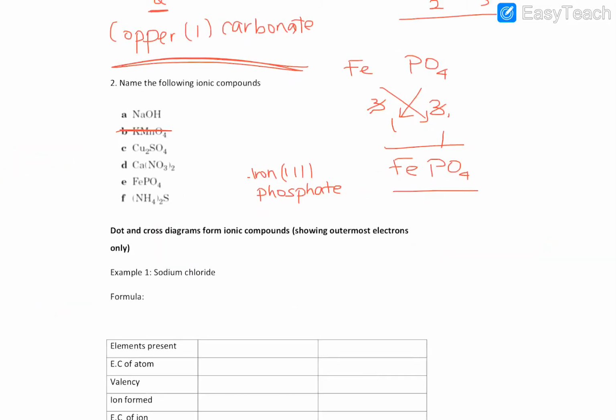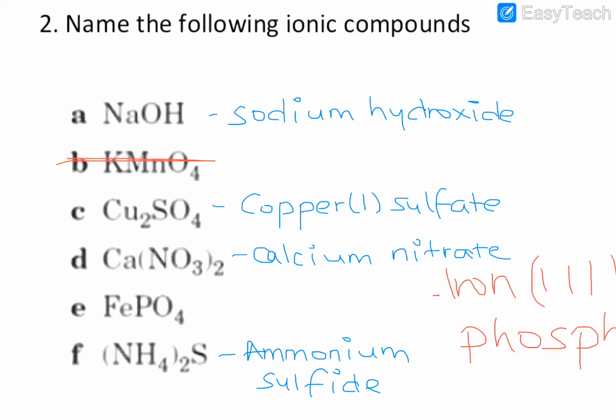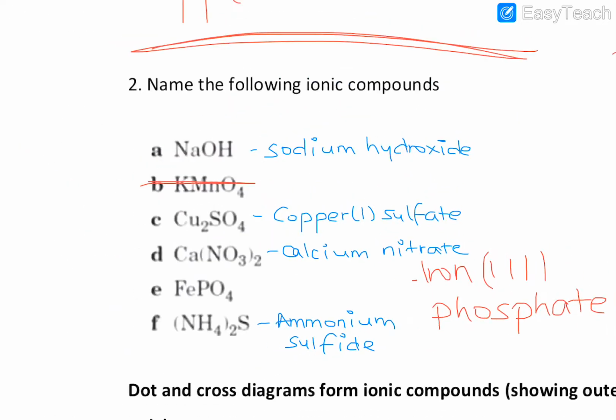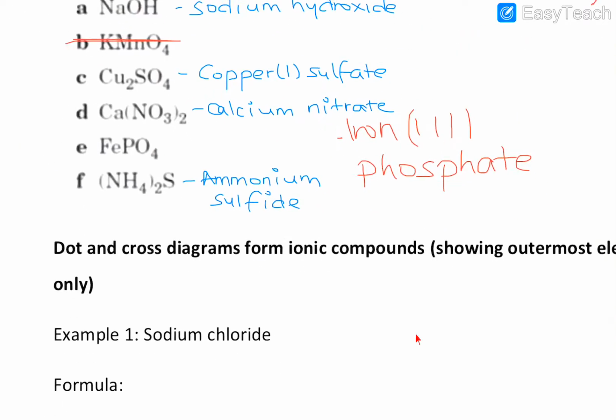For the naming, this is sodium hydroxide, copper(I) sulfate. It's 1 because it's Cu2SO4. So SO4 gets 1 and Cu will get 2, after the cross multiplication. So calcium nitrate and ammonium sulfide. It's just as here, so it's sulfide. This one was already done as an example.